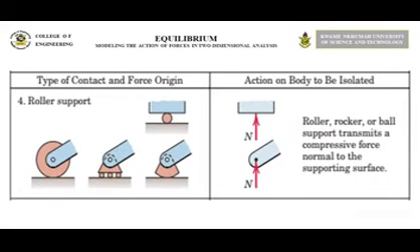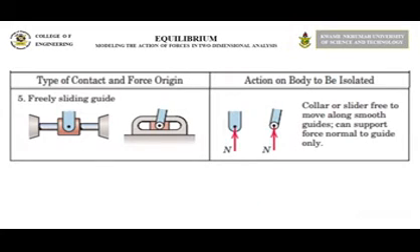A roller support is equivalent to a smooth surface, that is, a frictionless surface. It can only exert one force, that is perpendicular to the supporting surface at the point of contact. The magnitude of the force is the only unknown introduced in your free body diagram when the support is removed. A freely sliding guide is also equivalent to a smooth surface. It can support a force normal to the guide, one force.